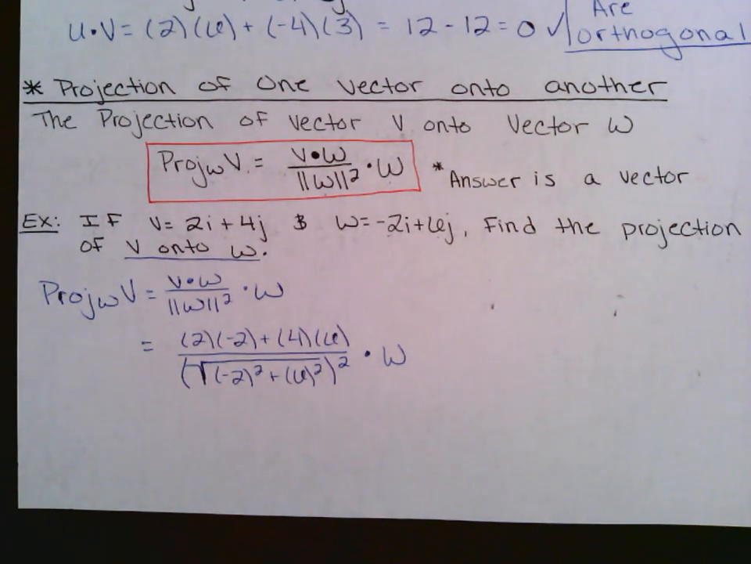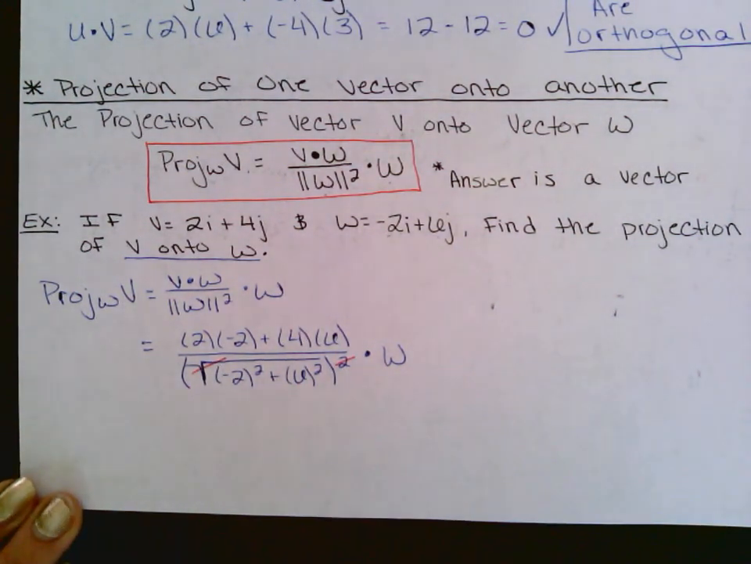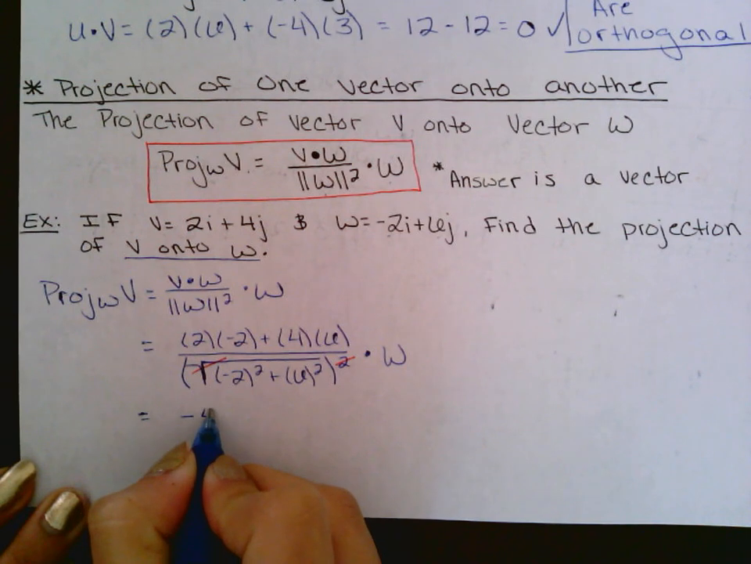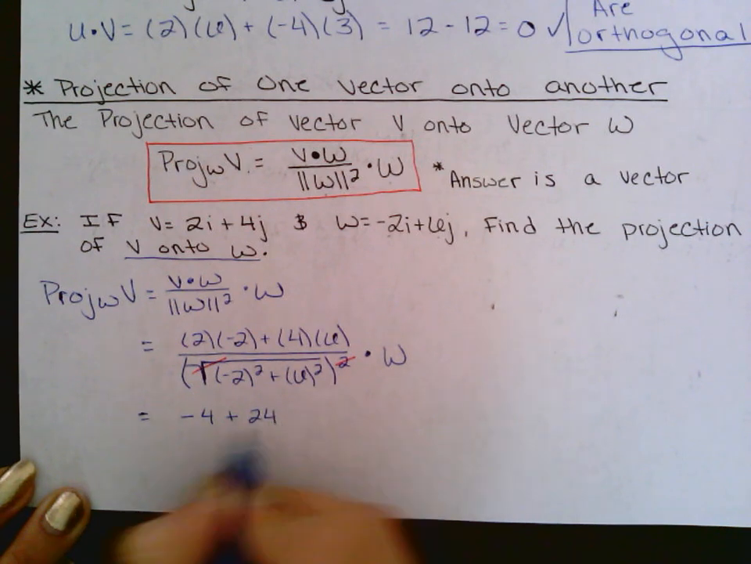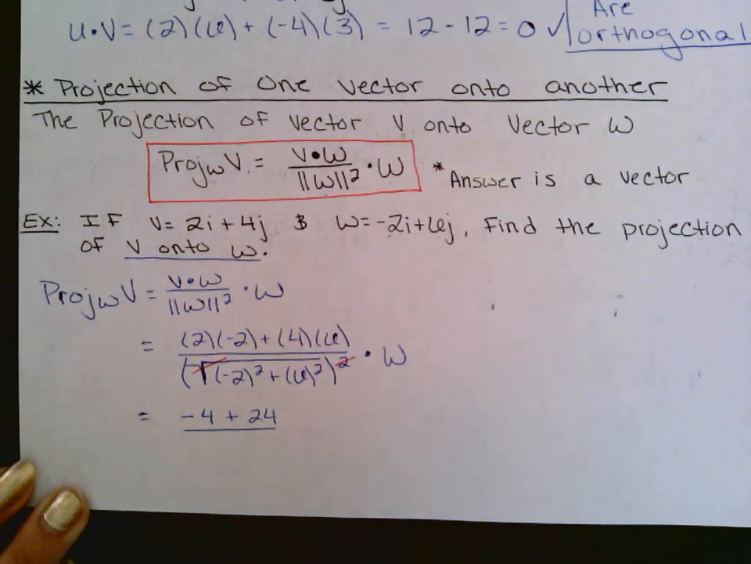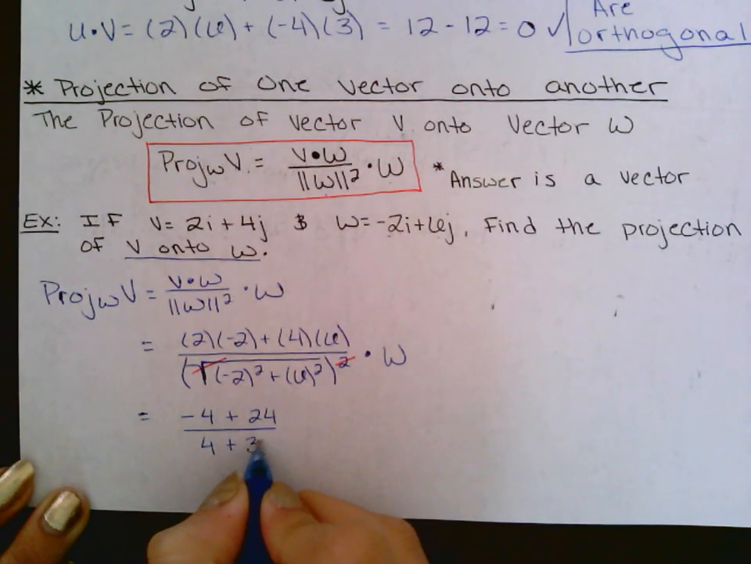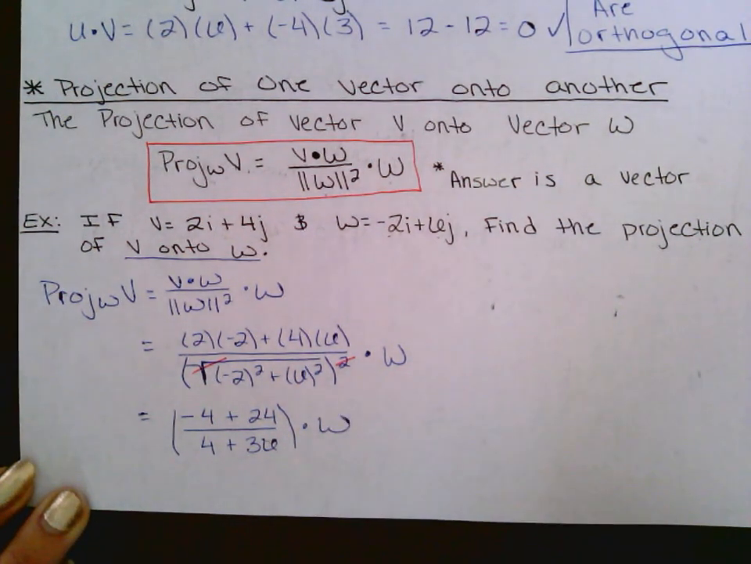So now let's take a look at what happens here. My numerator is going to clean up to a nice, neat answer, okay? In my denominator, a square root and a square are going to cancel each other out, okay? So in my numerator, I end up with -4 plus 24 over a -2 squared is 4 plus 6 squared is 36. And all of that fraction is going to get multiplied to vector w.